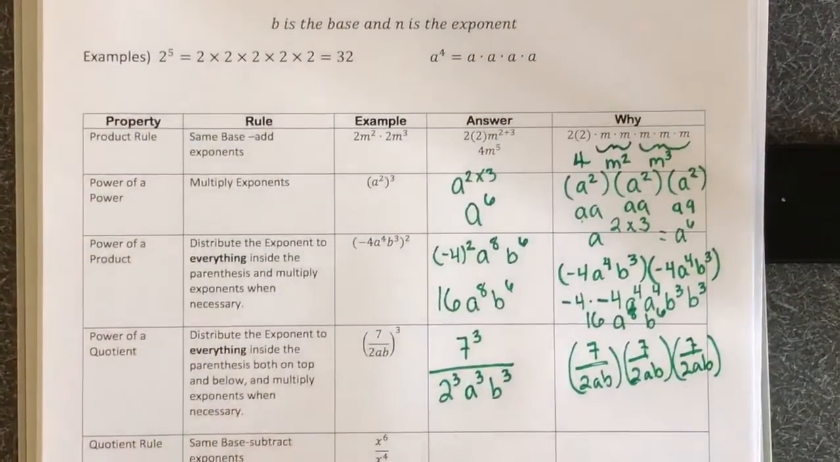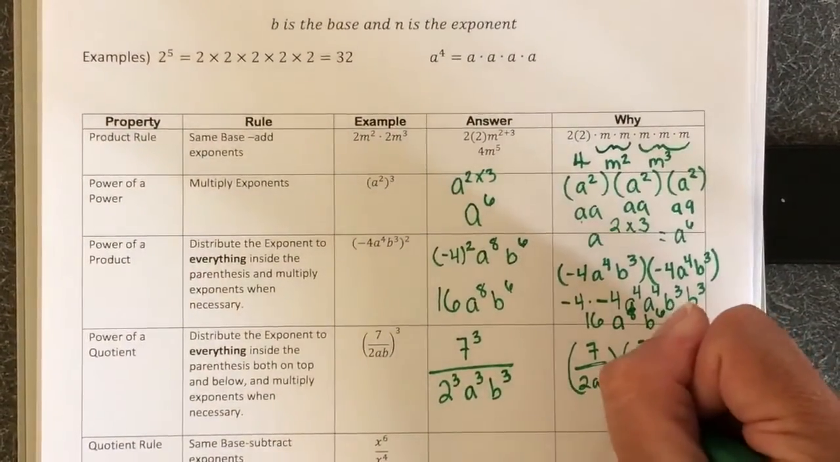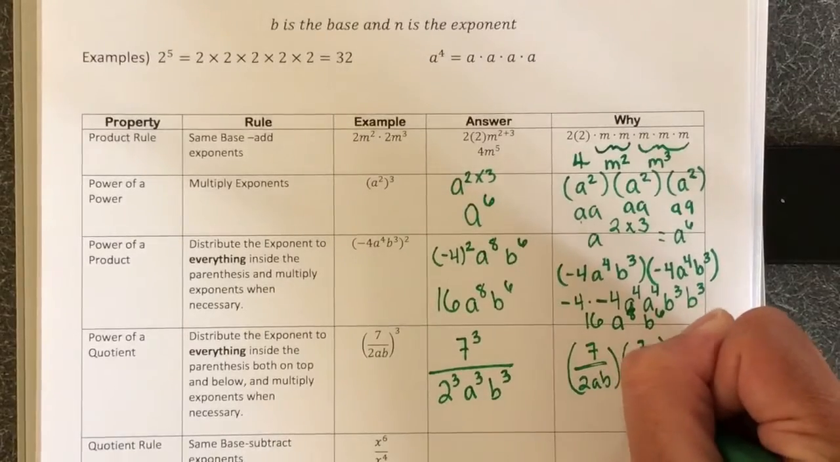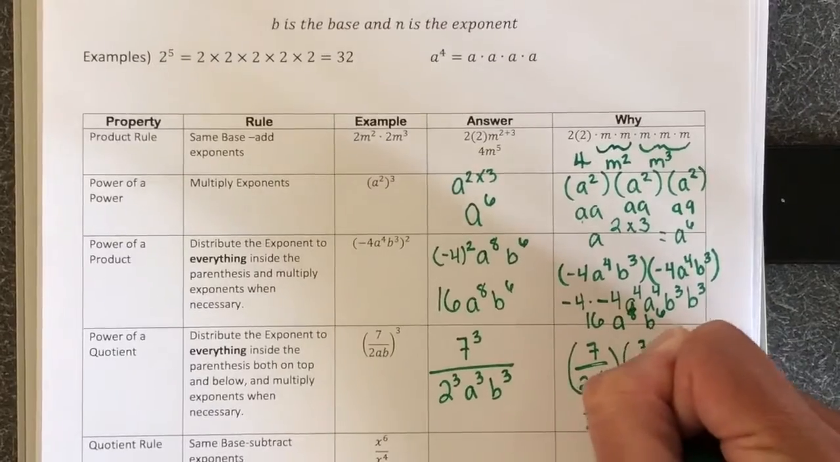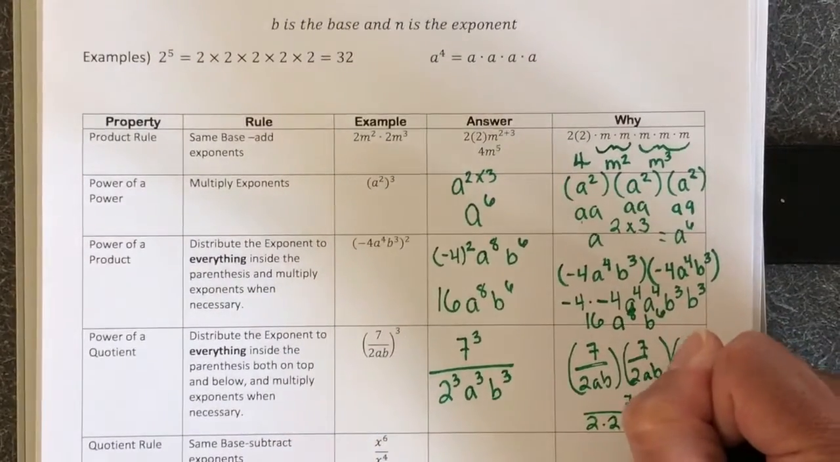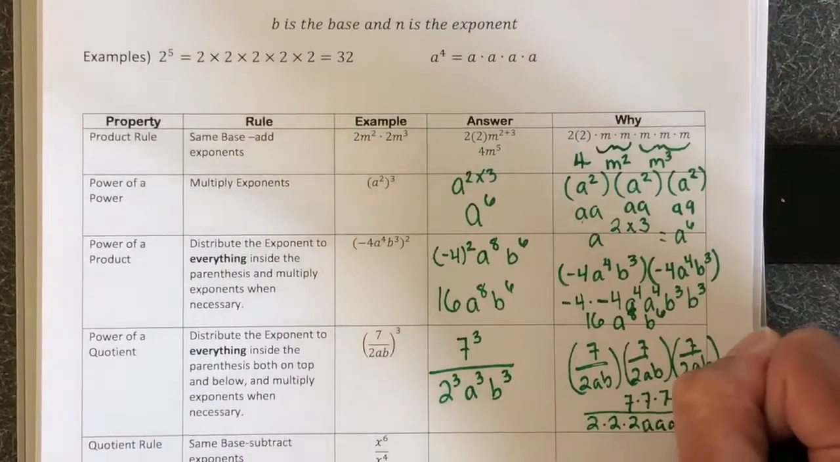And then use your commutative property. Put what goes together together. So the 3 7s on the top, the 3 2s on the bottom, the 3 A's, and the 3 B's.